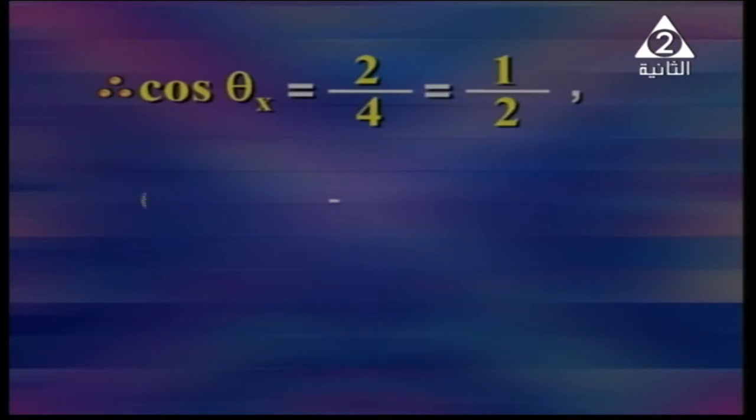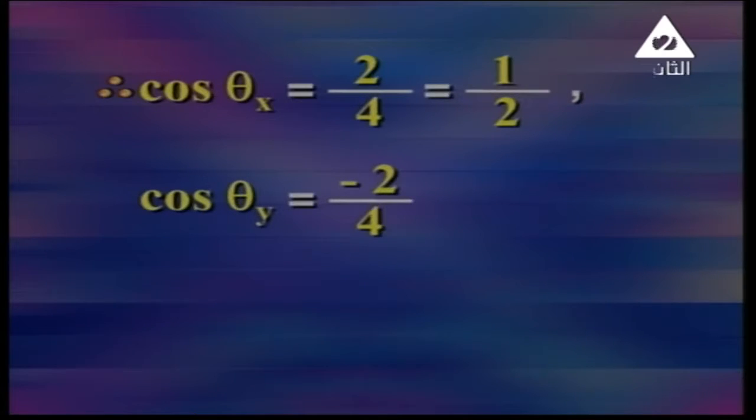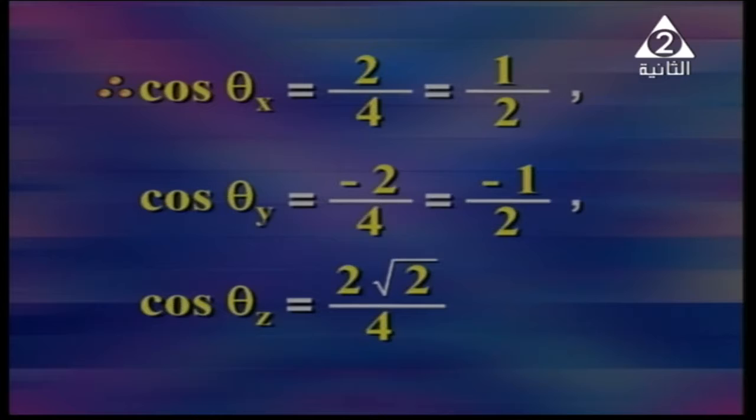What is the cosine theta y? Negative 2 over 4 equals negative half. But cosine theta z, 2√2 over 4, equals √2 over 2. Remember, dear student, cosine theta x equals 1 over 2. What is the theta x?